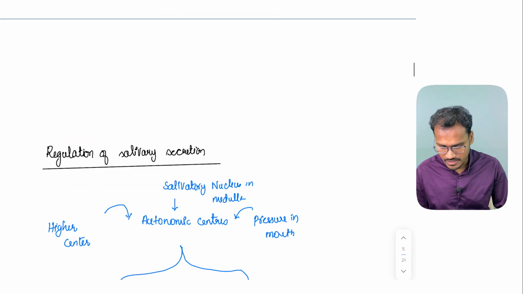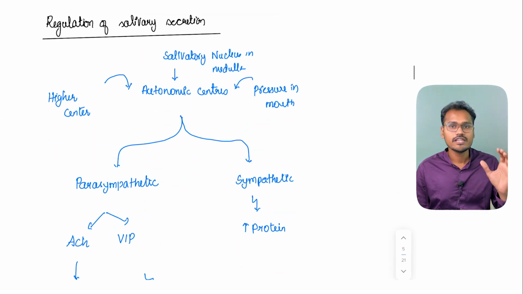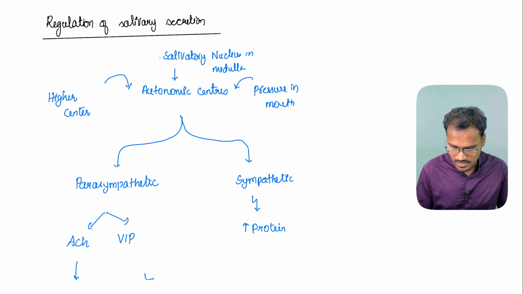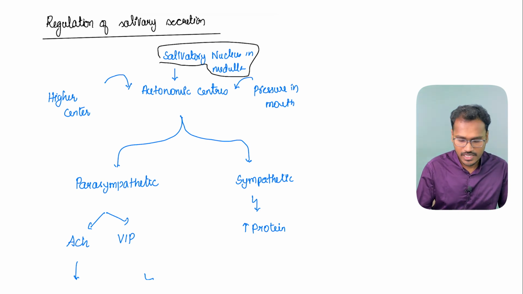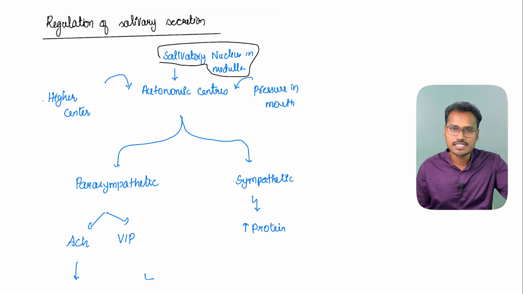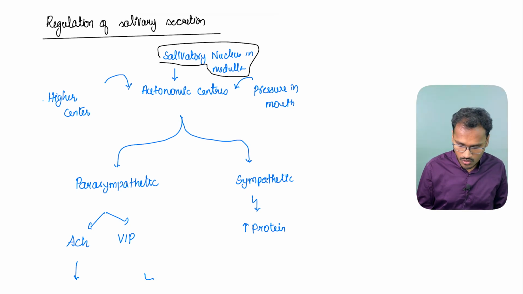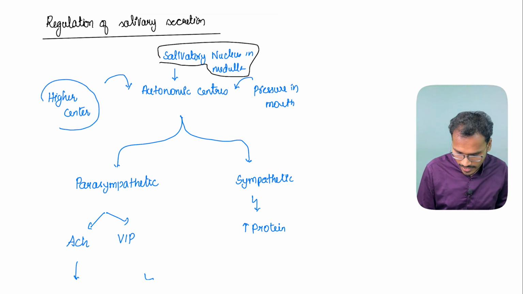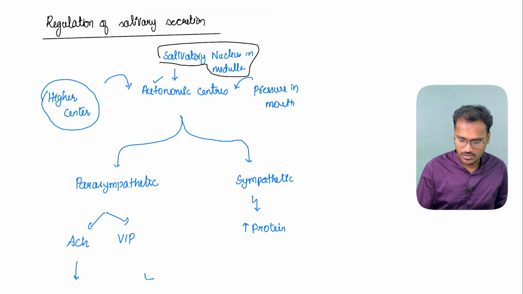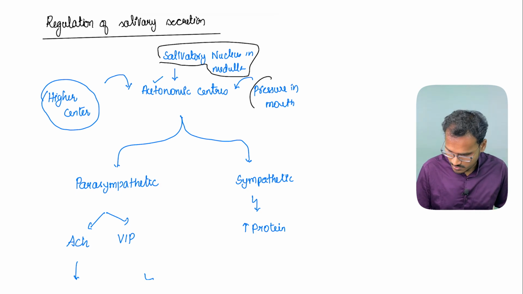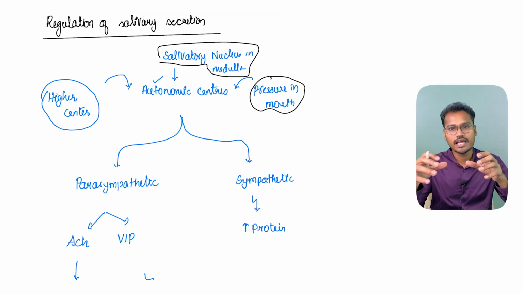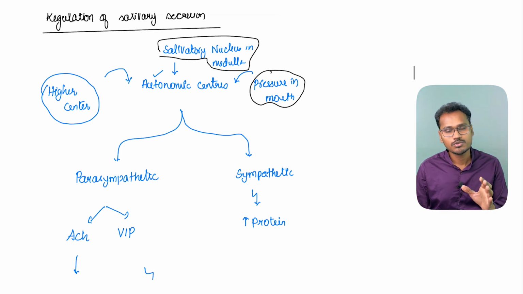Then how is it being regulated? The salivatory nucleus is present at the level of the medulla, and with the help of other higher influences like sight of the food or smell of the food, all of them will help to activate these areas through the autonomic centers, as well as the pressure in the mouth. Suppose the food enters the mouth, all of them will activate the autonomic centers. Autonomic centers have two wings, one is the parasympathetic and the other sympathetic. Let's see what they do.